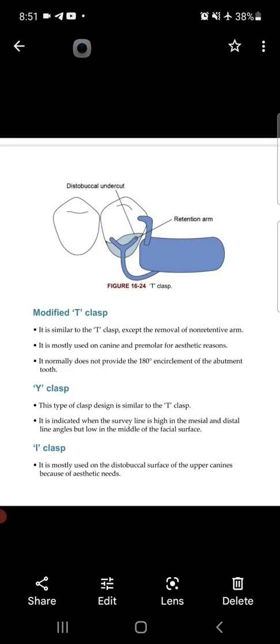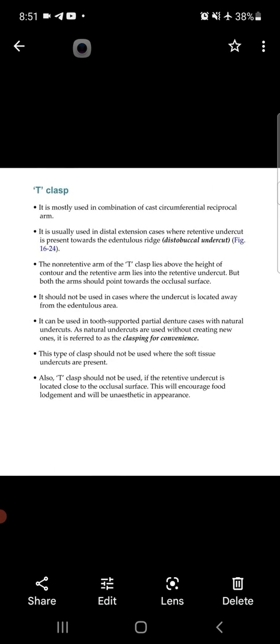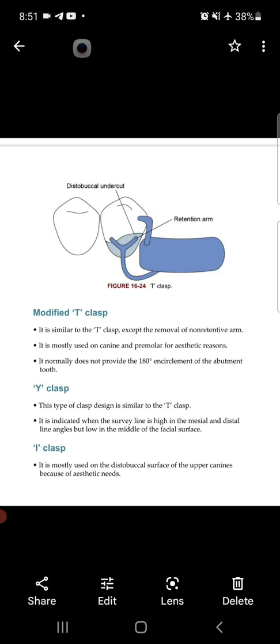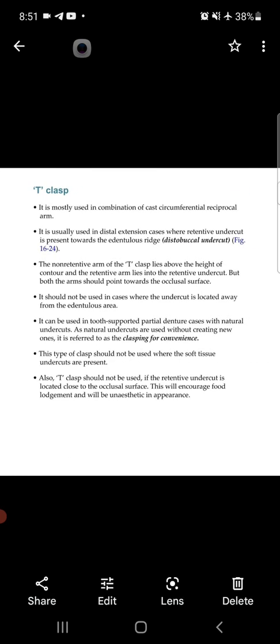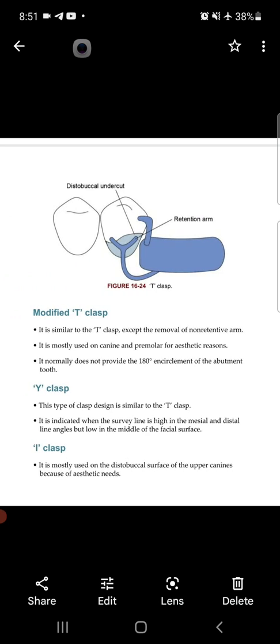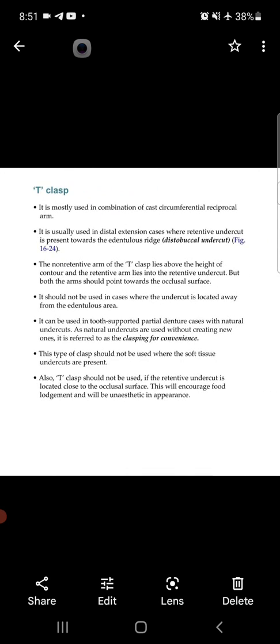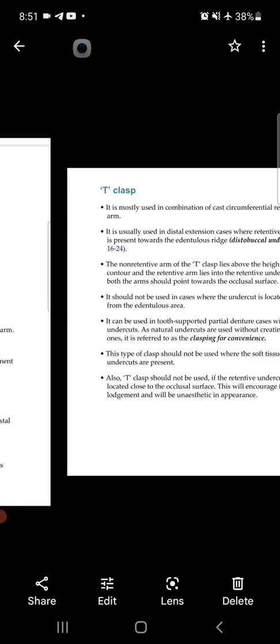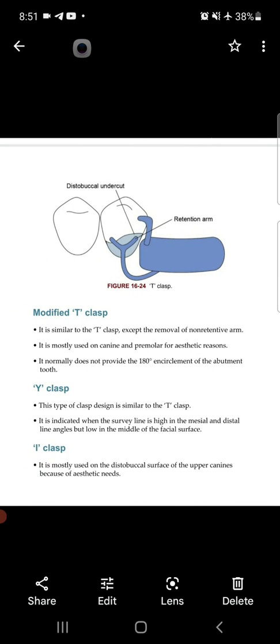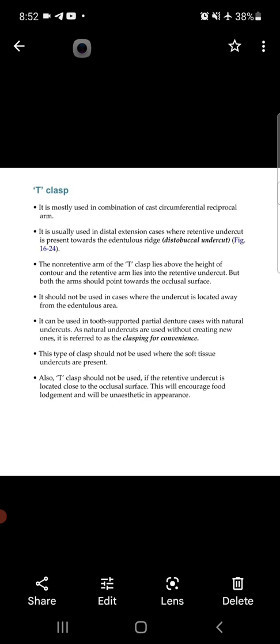Next, the non-retentive arm. Here the non-retentive arm of the T clasp lies above the height of contour. Remember, the retentive arm is present below the height of contour in the undercut, and the non-retentive arm is present above the height of contour. Look at the non-retentive arm and the retentive arm lying in the retentive undercut, but both arms should point toward the occlusal surface. That means the tips of both the retentive and non-retentive arms should be toward the occlusal surface.